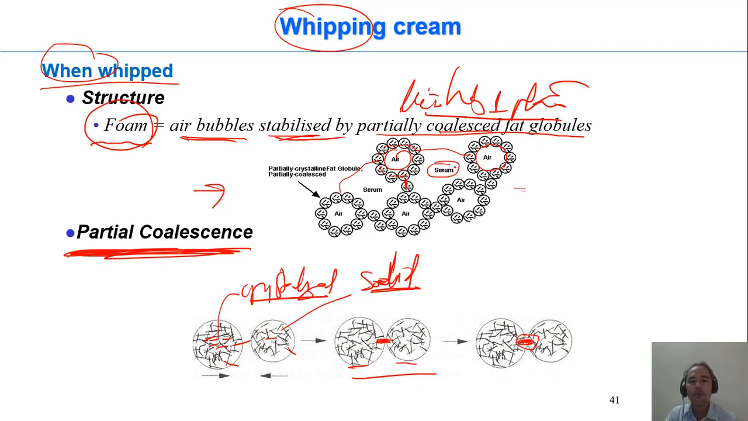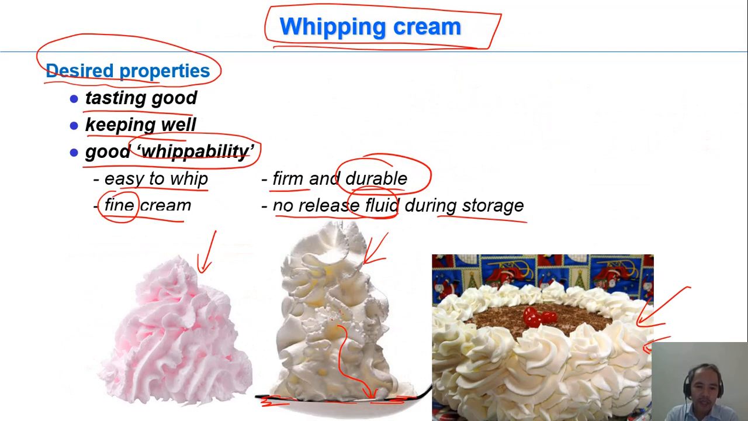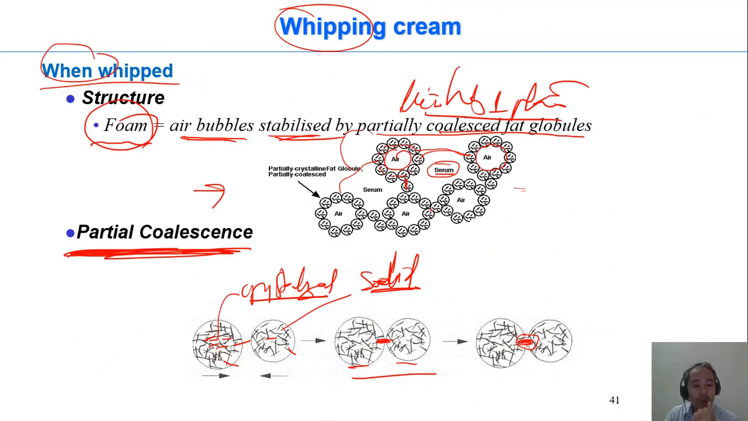Serum is actually water together with soluble components inside the serum, also the dispersed components as well. So because the serum is held inside these different parts, it will not release out. Because it's not released out, that's why from the beginning we say no fluid release during storage. So if you are successful with making whipping cream, then the serum is held inside very well.